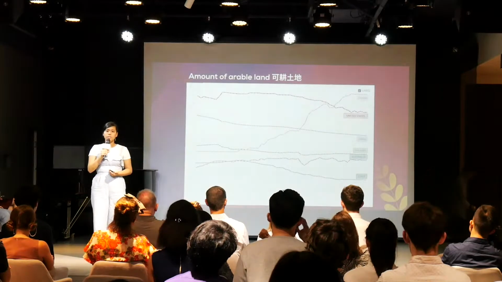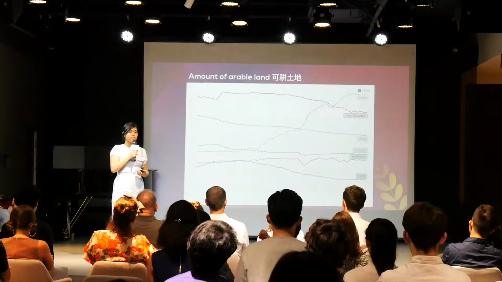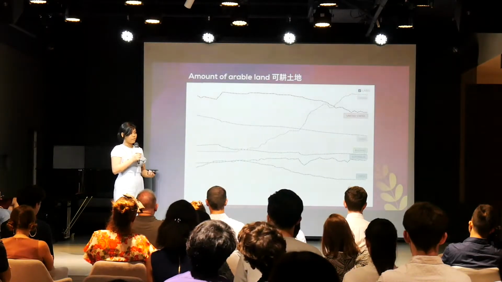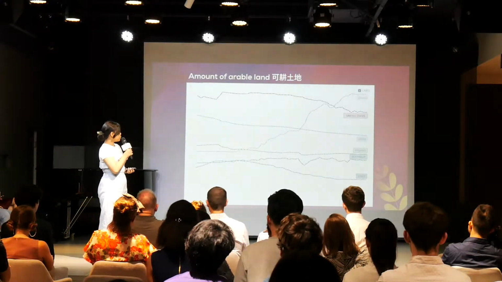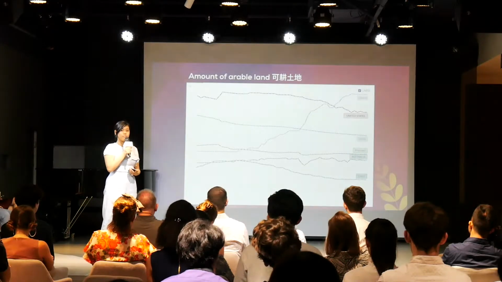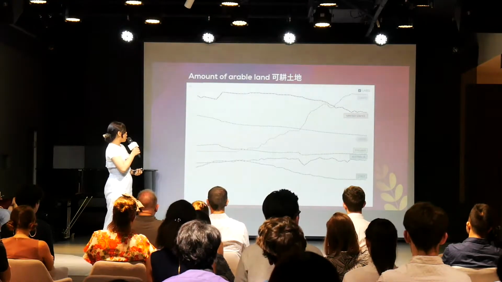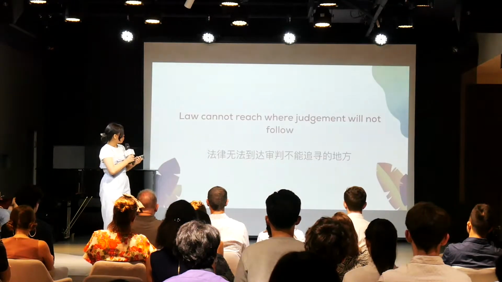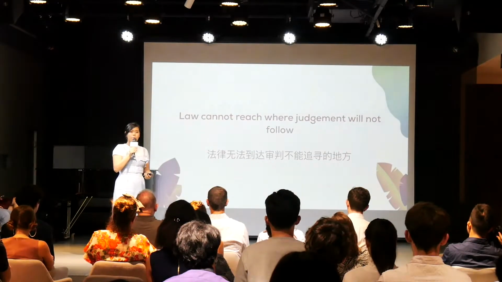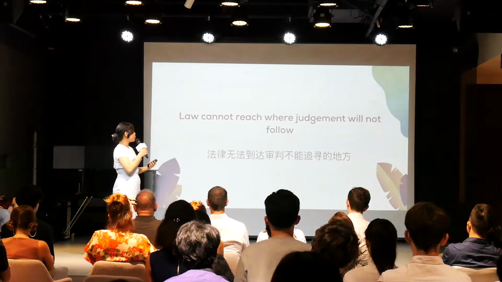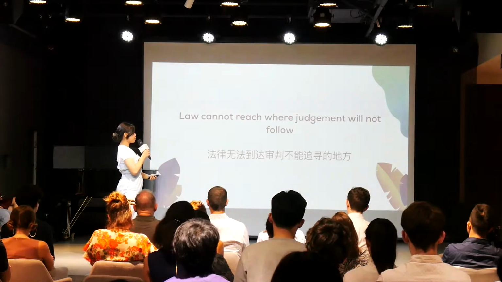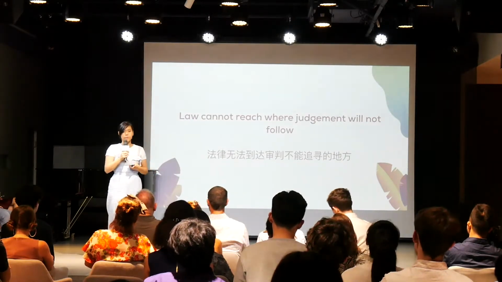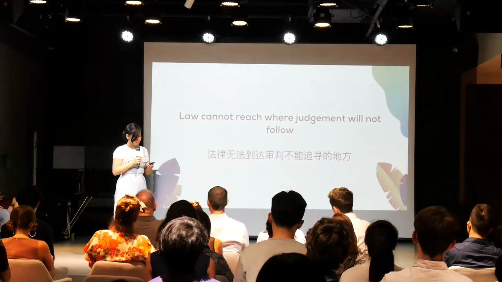So, according to this, it seems like these laws all follow the same things. All lands must be recovered. However, there seems to be a very fluctuating rate of how much arable land is left. Why is that? Because laws are in place, but when laws cannot reach, where judgment will not follow, it means that people will not always follow the laws that are put in place.